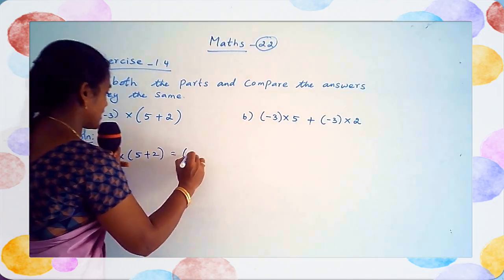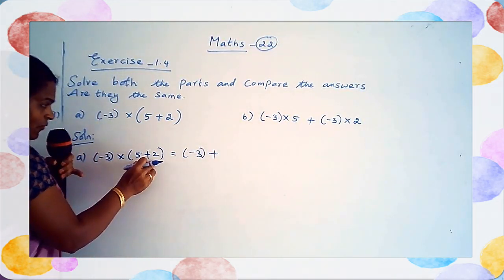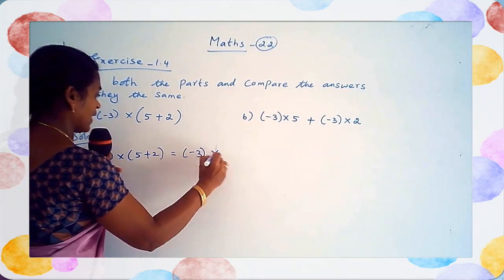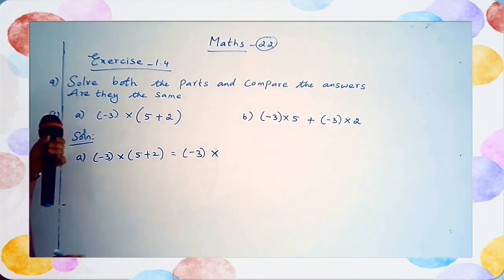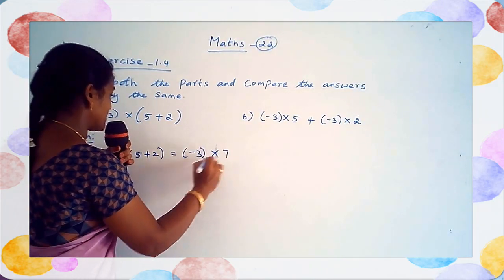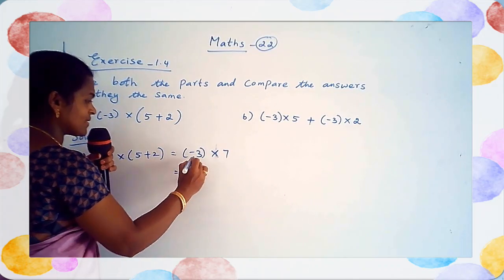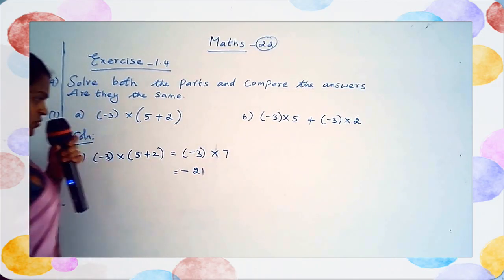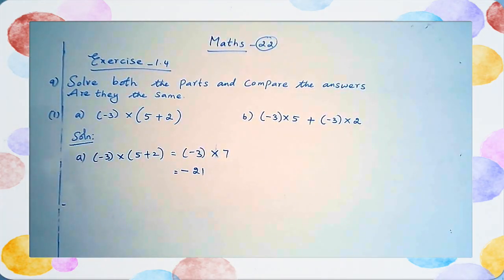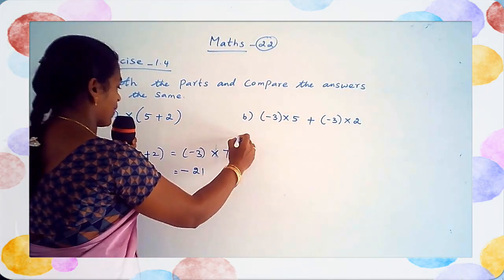So minus 3 one integer, multiplied by 5 plus 2. What is the value of 5 plus 2? 7. Okay, so minus 3 into 7: minus into plus is minus, 3 sevens are 21. So minus 3 into 7 is equal to minus 21. Okay children? Now we have to find the value of the B part.